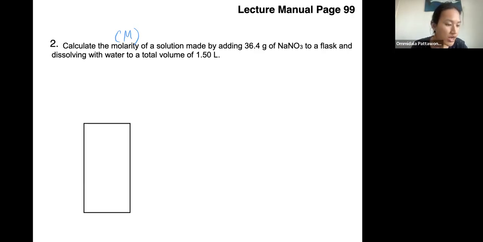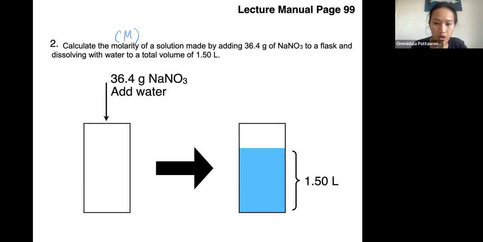So that means in this case, we know that you are going to add that to water, and then the total volume would be 1.5 liter. Okay, so that's what we end up doing in the lab, right?